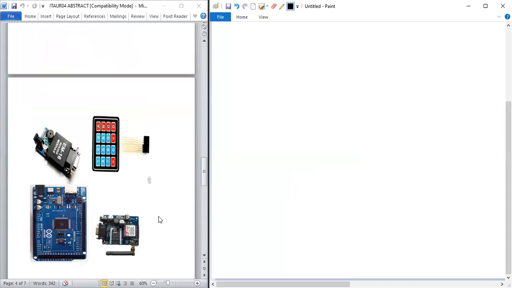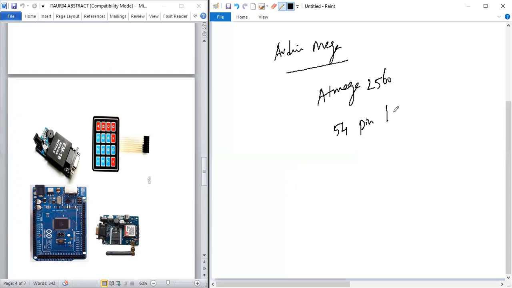And then the Arduino Mega. Here we are using the ATmega 2560 controller, which has 54 digital pins and 16 analog pins. Its operating voltage is plus 5 volt DC.